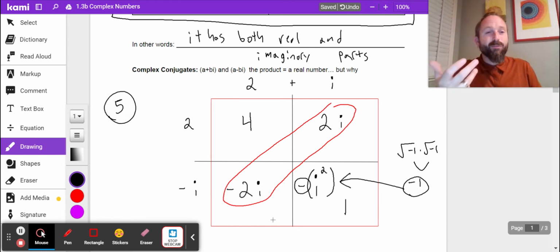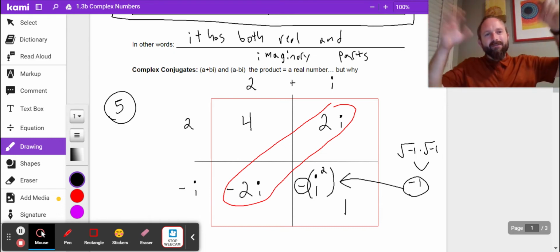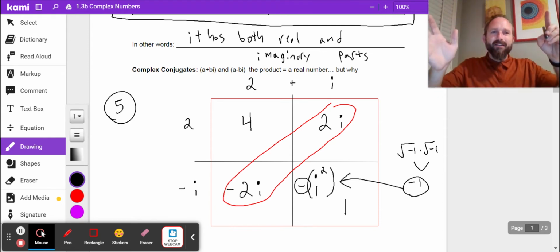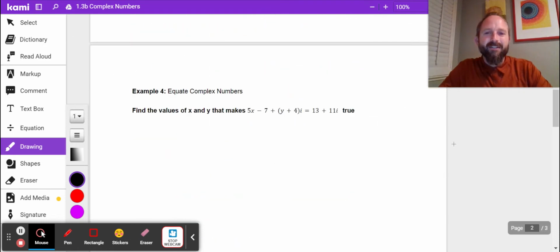So if I have 2 plus i times 2 minus i, it's going to give me 5, a real number. So remember, the conjugates will take that middle number away. Those i's will go away. They cancel each other out by adding the opposite. And then that i squared becomes a negative 1, which is positive 1. All right, let's go on to our second page.